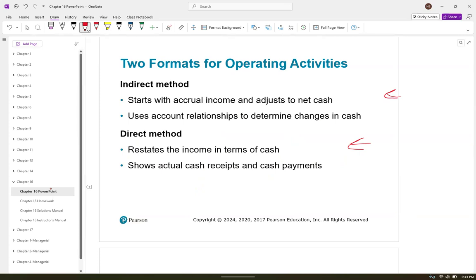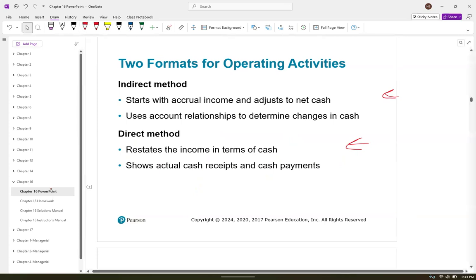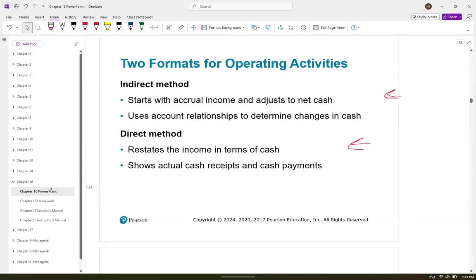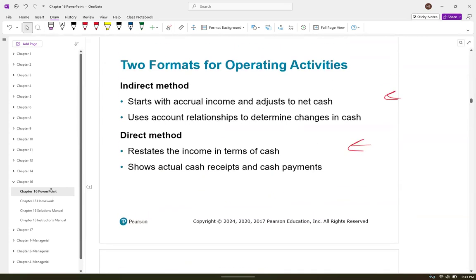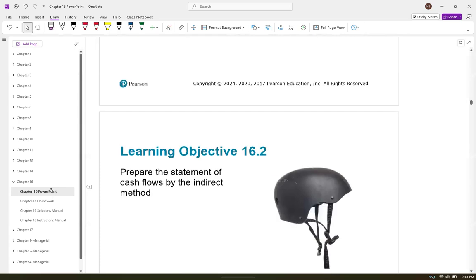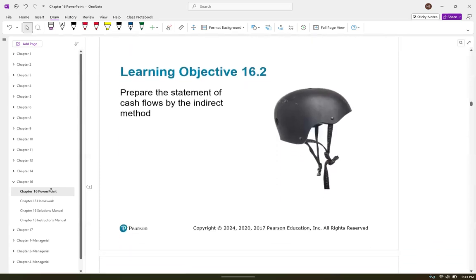Although the direct method is still taught in intermediate accounting and it is still tested on the CPA exam. Okay. It really only makes a big difference in the operating section. It doesn't make a difference in the other two. Okay. All right. We will pick up on the next learning objective in the next video.